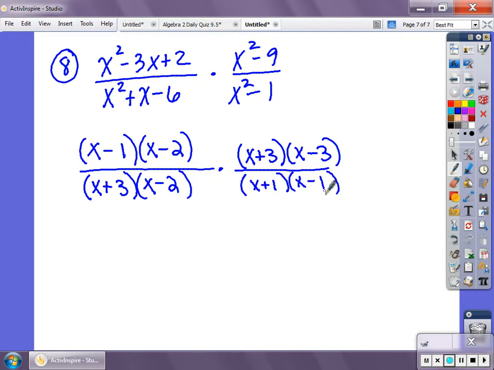So let's cross out what's the same, but remember they have to be on the top and the bottom. So I see an x minus 1 here, an x minus 1 there. I see an x plus 3 here, an x plus 3 there. And I see an x minus 2 here and an x minus 2 there. So the only thing we're finally left with is x minus 3 over x plus 1.